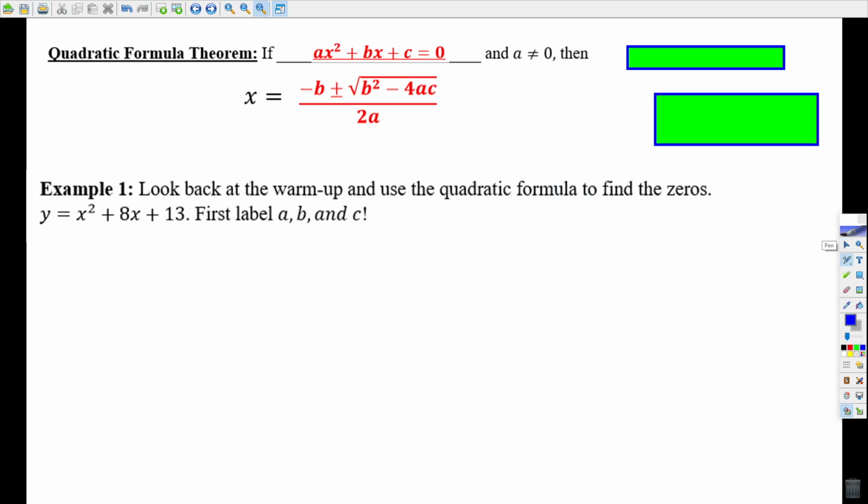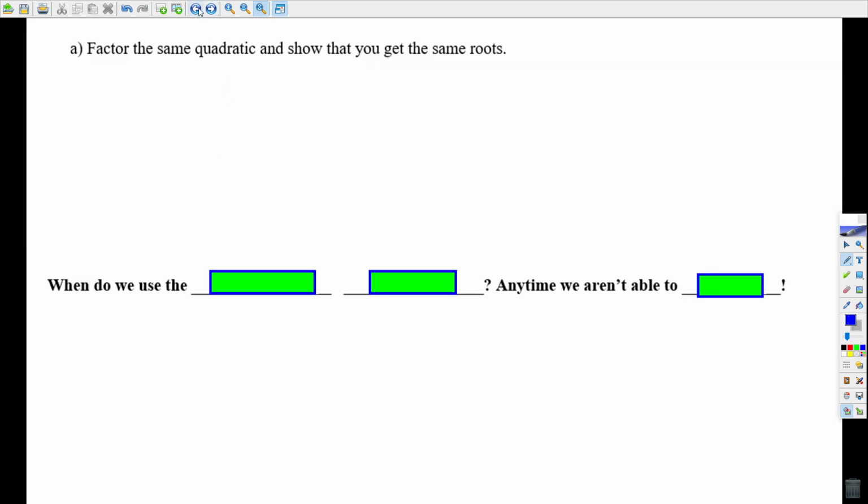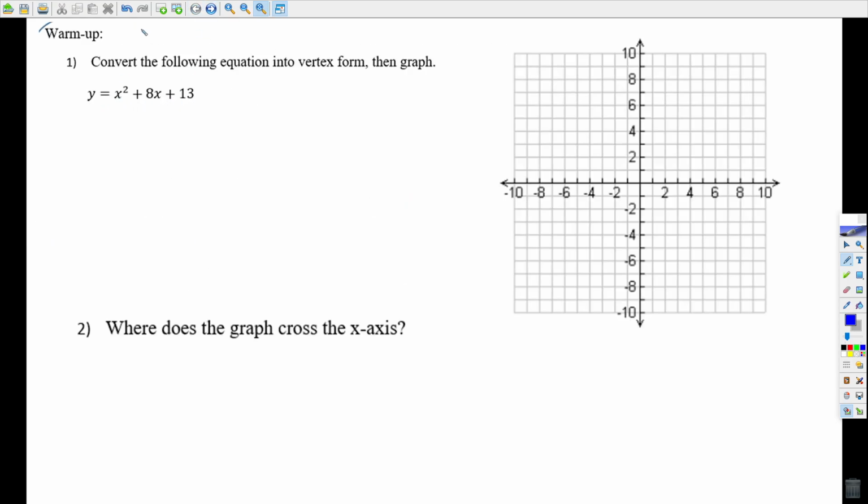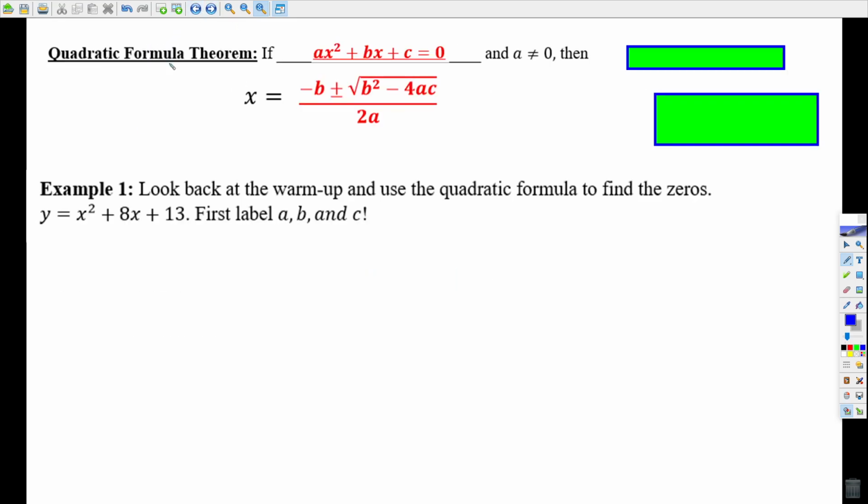So we're going to practice this. First example, we're going to look back at the warm-up and use the quadratic formula to find the zeros. So this is actually the warm-up problem. I just copied it off of the warm-up here. The only thing I did is I put a 0 in for the y. We'll plug a 0 in for y, and then we can label A, B, C, and then practice using this.